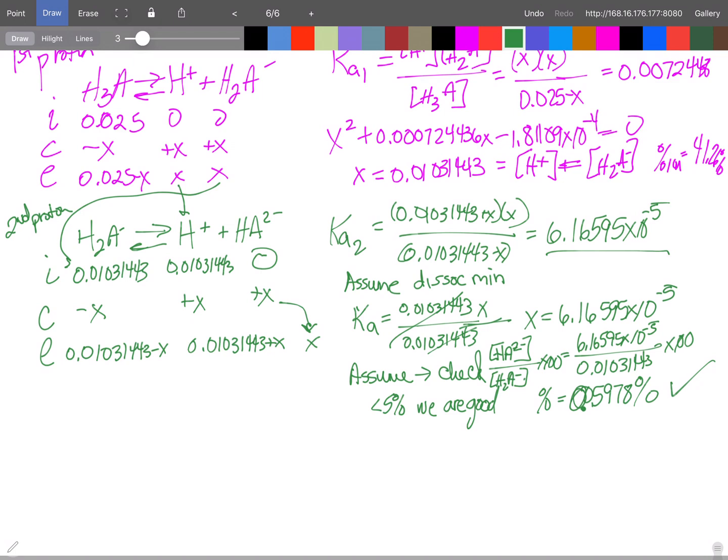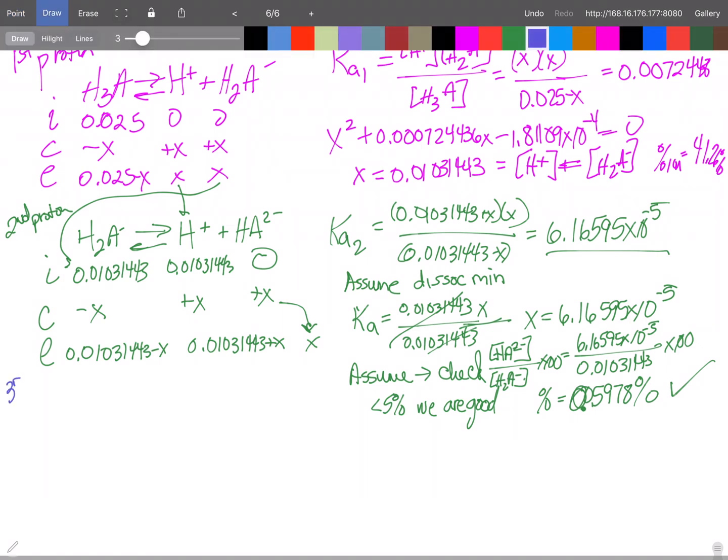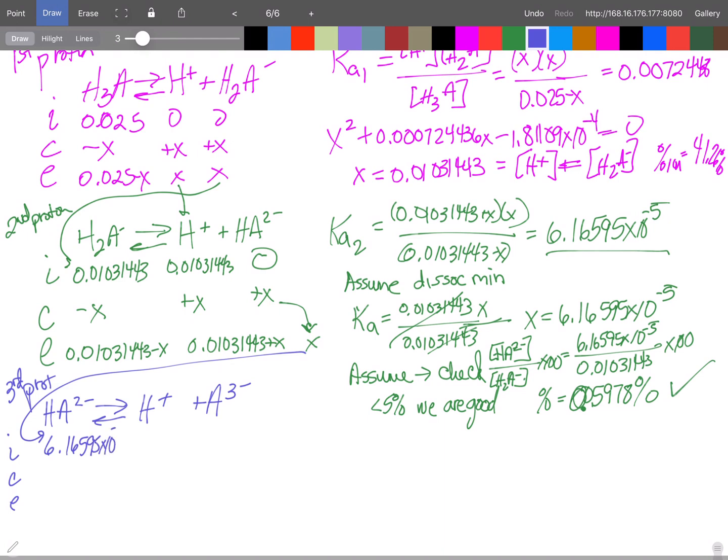Okay, so let's move on to the third proton. Well, it'd help if I could draw a third proton. Here we're going to start with HA2 minus is going to dissociate into H plus and A3 minus. And we're going to get our value from here. We'll go in here. So we have a whopping value of, this is my ICE, 6.16595 times 10 to the minus fifth.